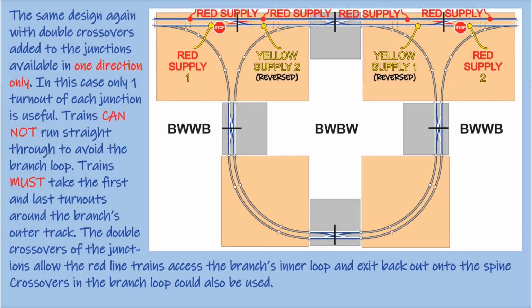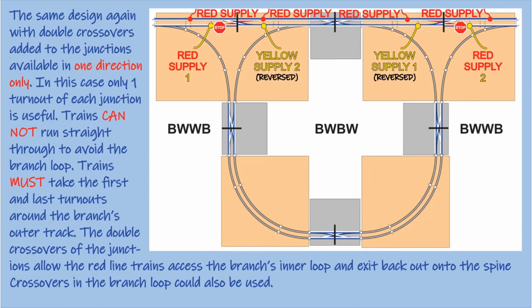Again, the same design with double crossovers added to the junctions, available in one direction only. In this case, only one turnout of each junction is useful. Trains cannot run straight through to avoid the branch loop. Trains must take the first and last turnouts around the branch's outer track.